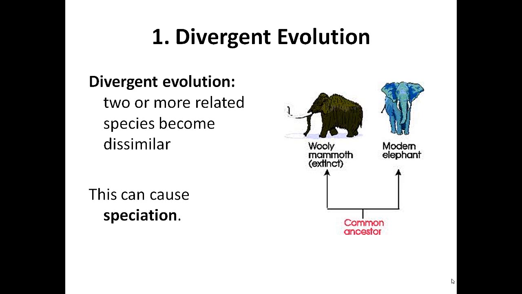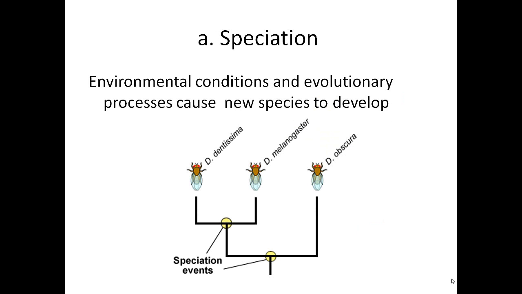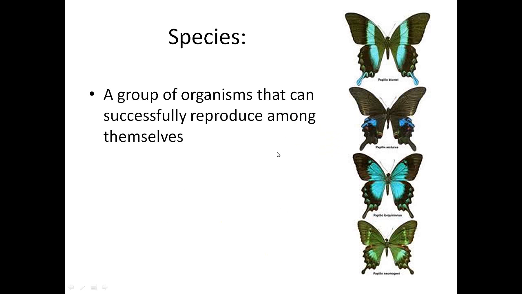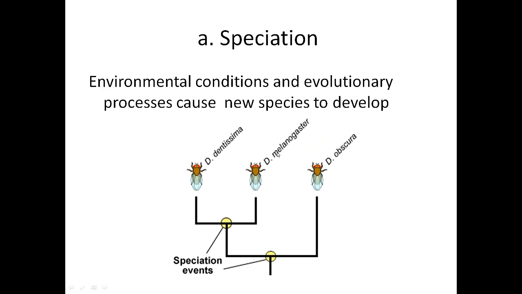Divergent evolution causes what's known as speciation. Speciation is simply the making of a new species. Again, a species is a group of organisms that can successfully reproduce. So even though these are all fruit flies, Drosophila melanogaster cannot mate successfully with Drosophila obscura based on our definition of what a species is.